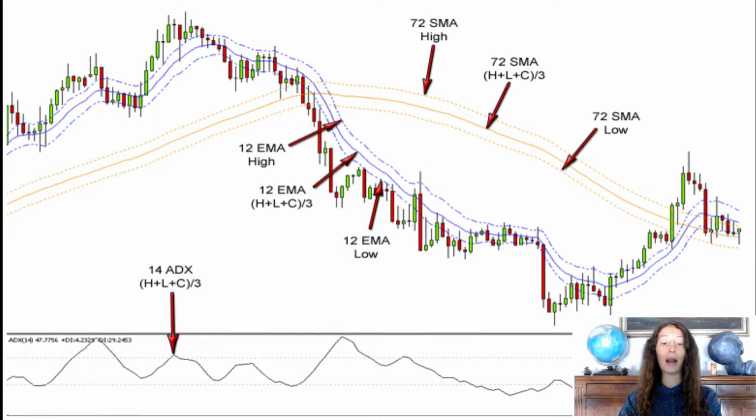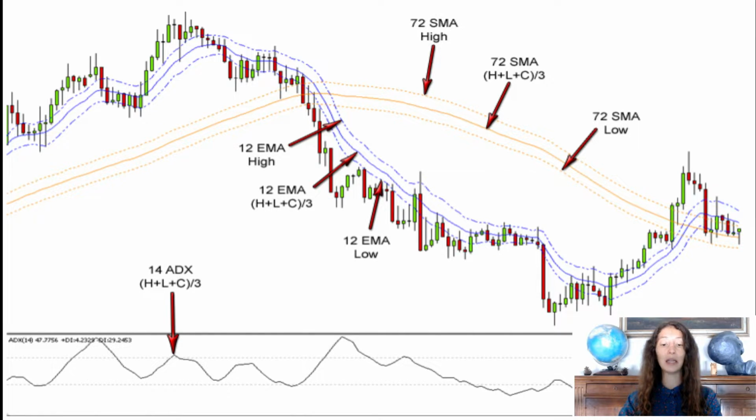The 12 period EMA is another moving average, but this time it's calculating the average over the past 12 hours, or half a day. And this MA is exponential, which simply means it gives a little more weight or importance to the most recent candles over the oldest ones.